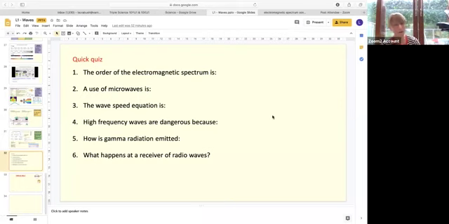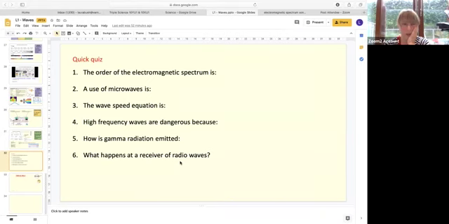I'm going to ask this a lot. It's important. You have to know it. What is the wave speed equation? Cool, I'm going to end the poll there. Everybody's pretty much on that. Wave speed equals wavelength times frequency.